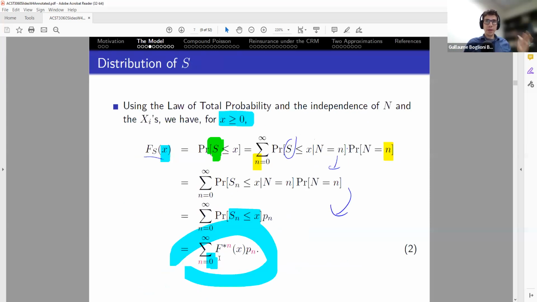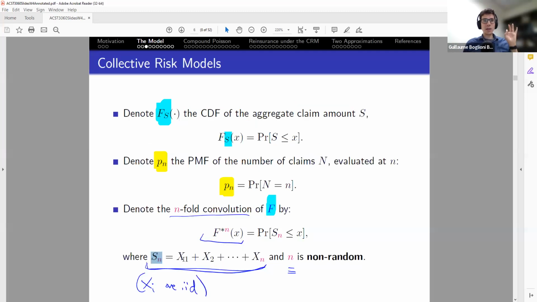Again, we rely on the fact that we know X1 is an exponential, and X1 plus X2 is a gamma with first parameter 2 and second parameter theta, the parameter of the exponential. X1 plus X2 plus X3 is a gamma with parameters 3 and theta, and so on.